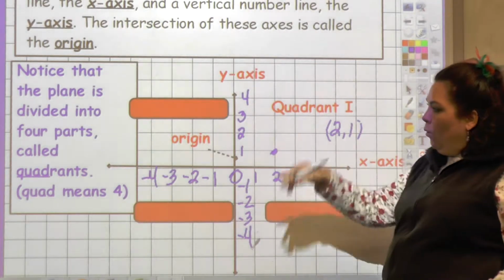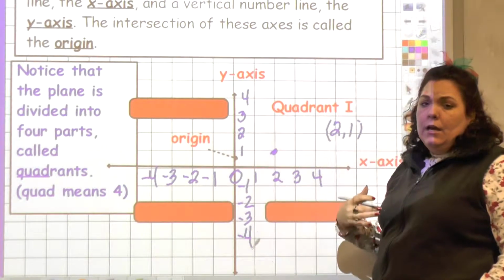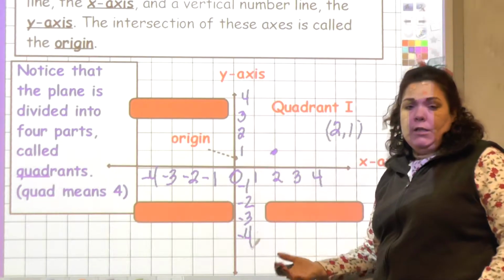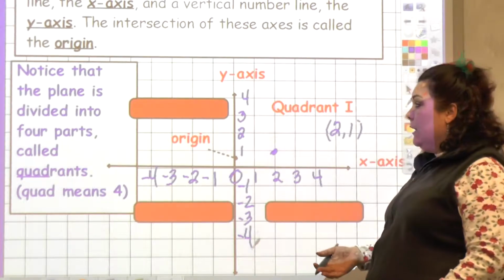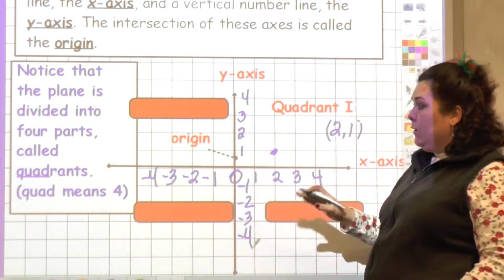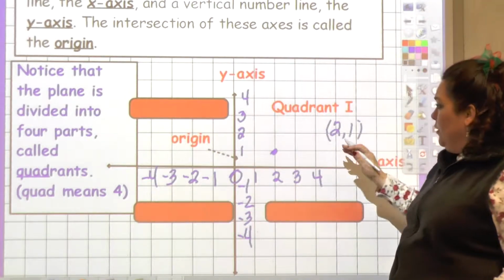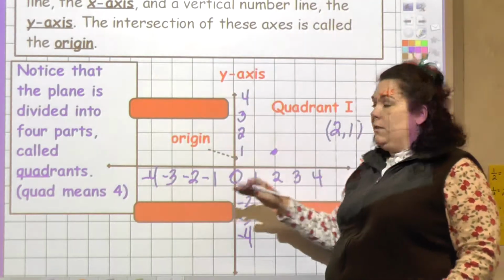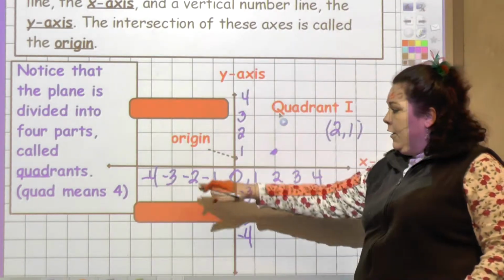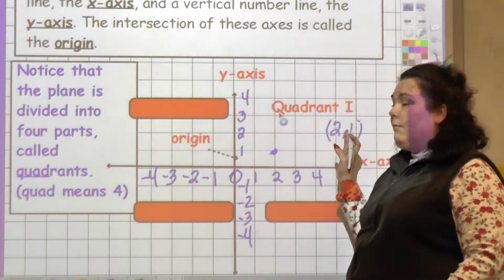And we name the quadrants because you may want to say this point is in quadrant 2, or this point is in quadrant 3. And the way that you remember these, there's quadrants, which means 4, so they're separated into 4 parts. And you go counterclockwise. So this is the way a clock goes. Counterclockwise is going against the hands of a clock.